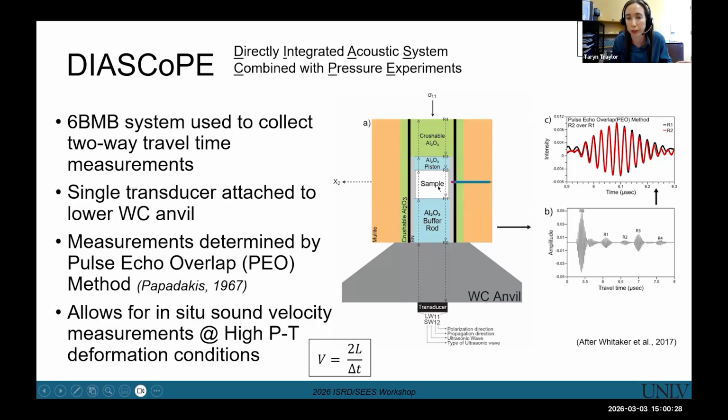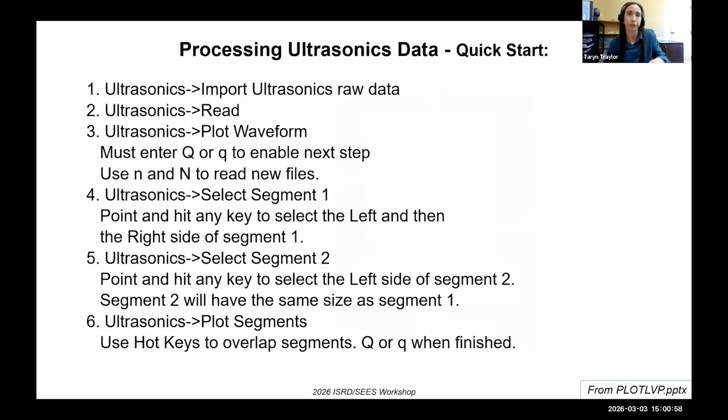So if we want to determine the two-way travel time within the sample, in this case, we would use the reflections R2 and R1 from the output, and we can determine the time offset between those two reflections to determine the two-way travel time for the sample. And we can use these two-way travel times in conjunction with the sample length measurements you obtain from the radiographic images to get the P and S wave velocities during these experiments.